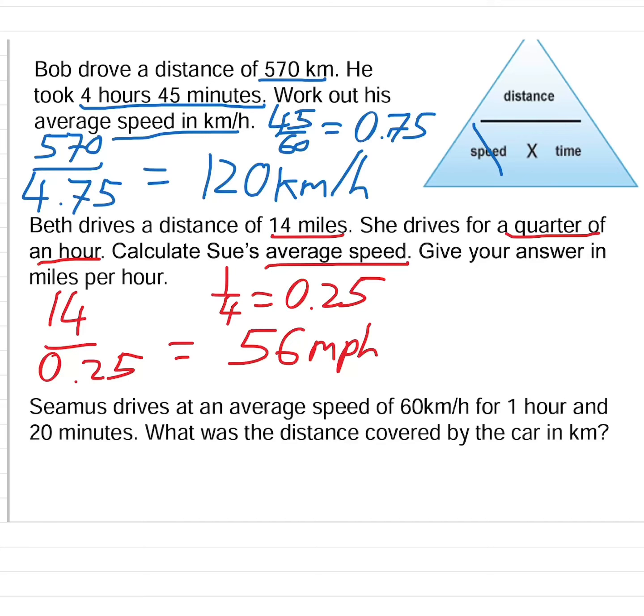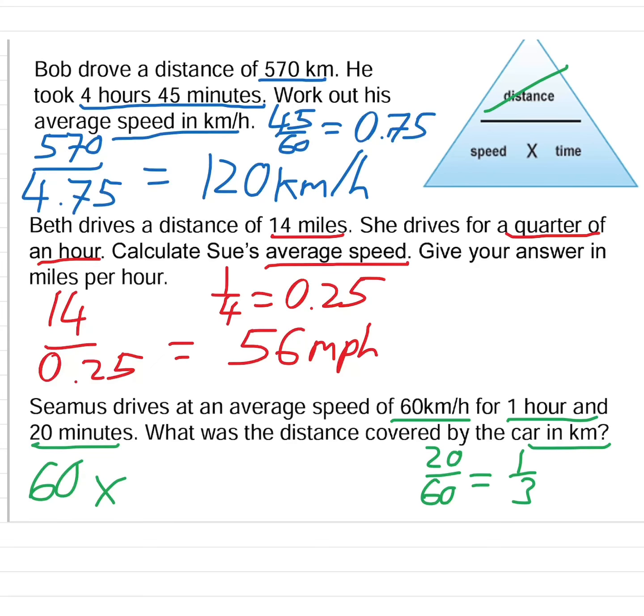Lastly now, Seamus drives at an average speed of 60 kilometers an hour for 1 hour and 20 minutes. What distance is covered then in the car in kilometers? So here we are looking for distance. So let's get rid of distance. And now it's speed multiplied by time. So we have our speed, which is 60 kilometers per hour. Now 1 hour and 20 minutes. Don't make the mistake of writing 1.2. I need to change that 20 minutes into a decimal of an hour. So I'll do 20 over 60.